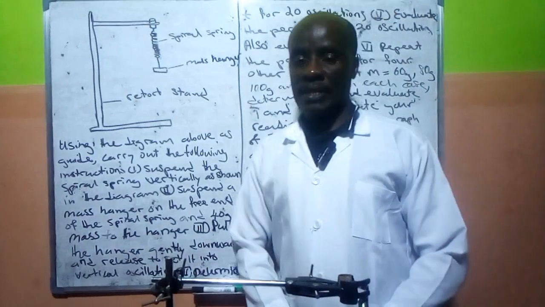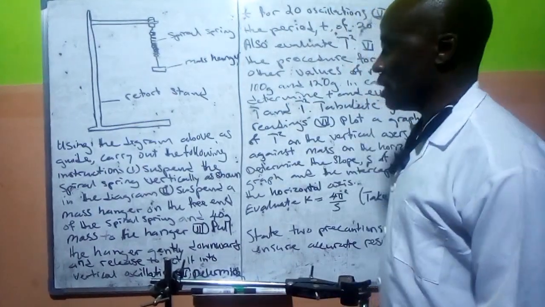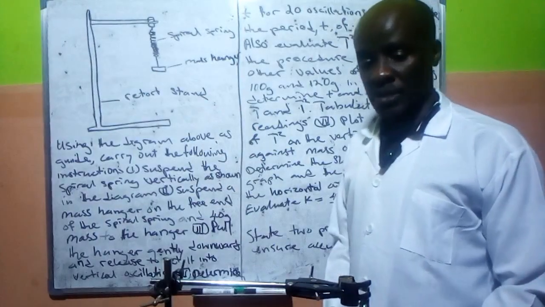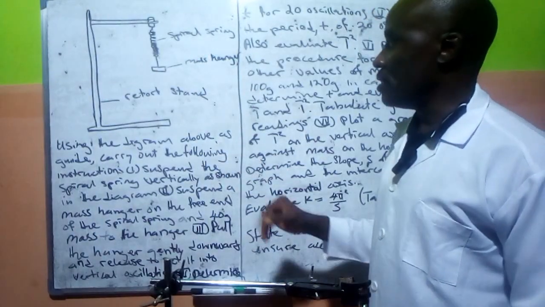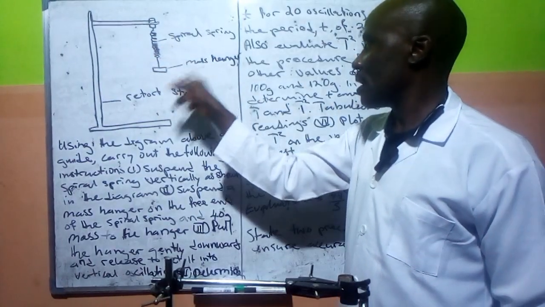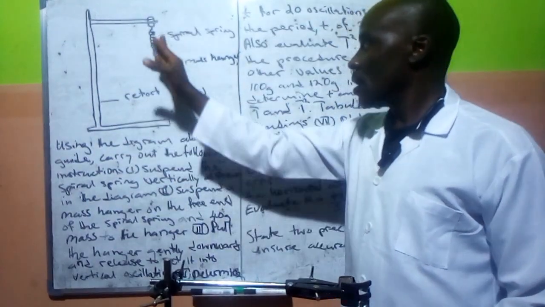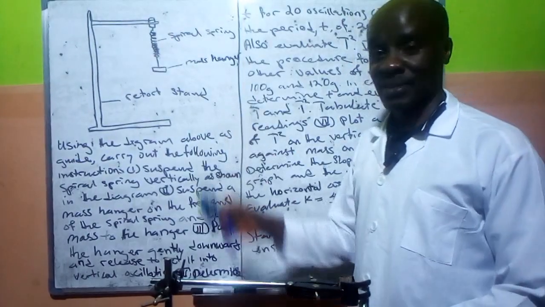We are going to be looking at the physics practical for this NECO exam. This is my prediction, the possible thing you are going to see in that exam on that very day. So this is the spiral spring, the mass hanger, the retort stand, and then the stopwatch is here. That's the stopwatch here, you know.